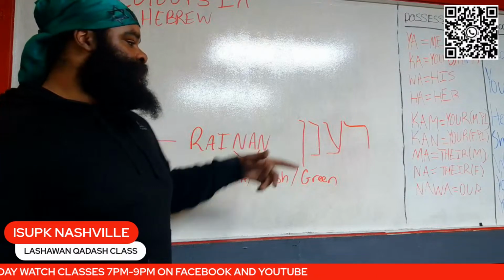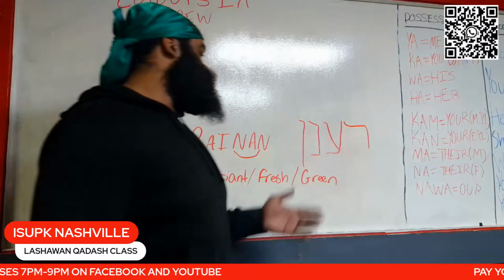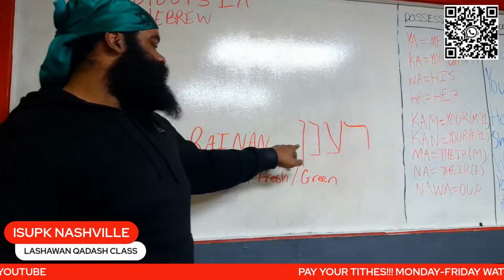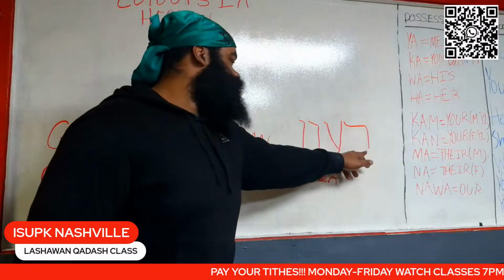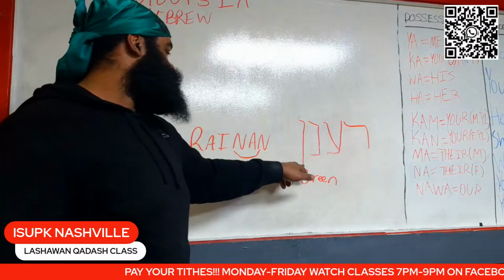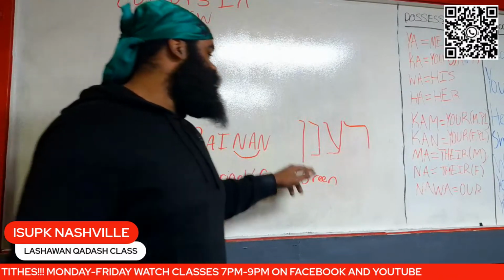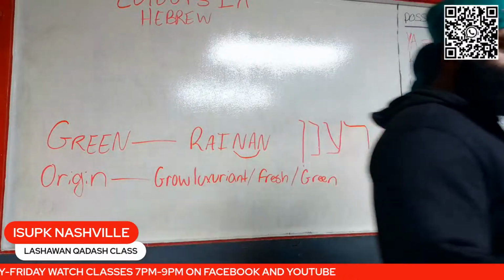You got me? I believe we got some more words to go over so I can show you. But na and na. But this is ra ain. Ra I 9. All right.